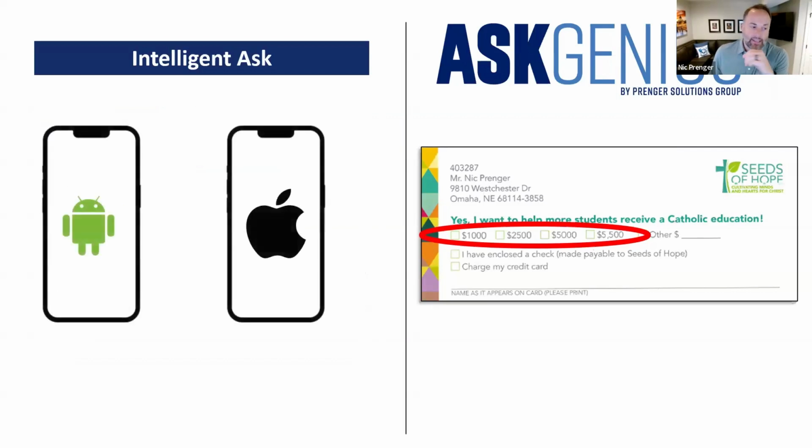Now, intelligent ask is limited by what it can be based on, because if your donor just wanders onto your donation page, the donation form doesn't know who they are. So the things it can tell, and this is us pulling back the curtain a bit here, it can tell whether it's an Android or an Apple.